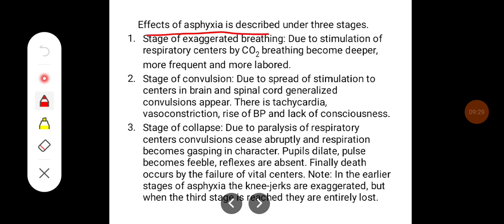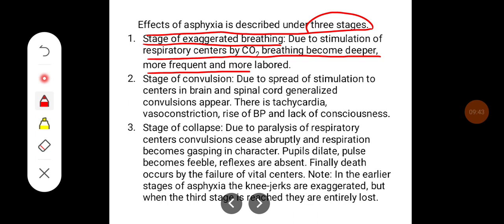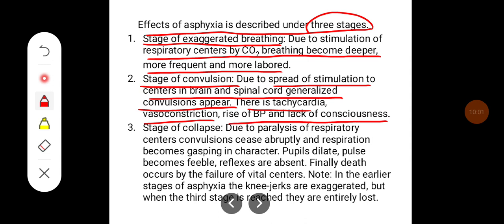The effects of asphyxia are described under 3 stages. Initially, the stage of exaggerated breathing. This occurs due to the stimulation of respiratory centers by carbon dioxide. Breathing becomes deeper, more frequent, and more labored. The next stage is the stage of convulsion. This occurs due to the spread of stimulation to the centers of brain and spinal cord. So generalized convulsions appear. There is tachycardia, vasoconstriction, rise in the blood pressure, and loss of consciousness.